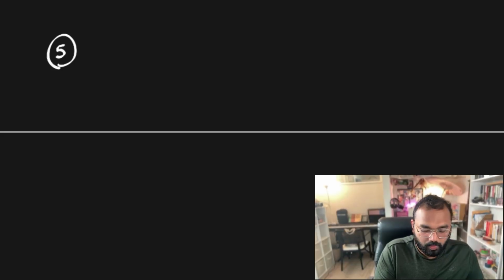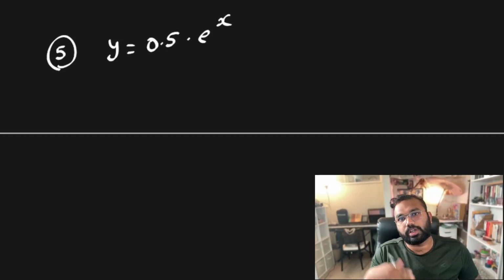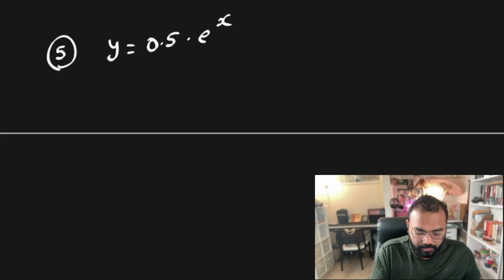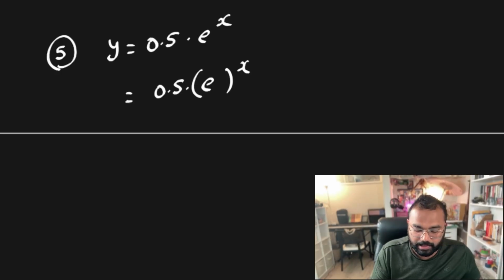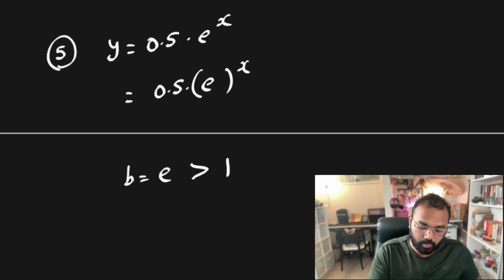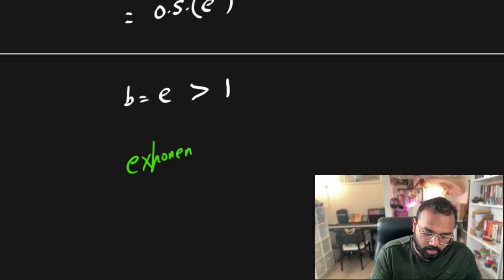Next question. y equals 0.5 times e to the power of x. So your initial value is 0.5 and your b value is simply e. So b value is e, which is definitely greater than 1. Therefore, this model is exponential growth model.